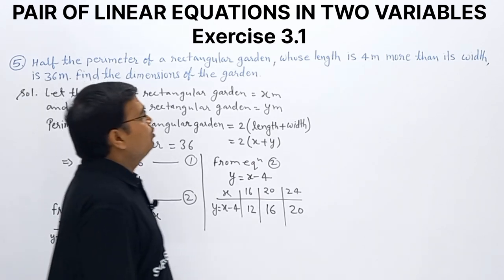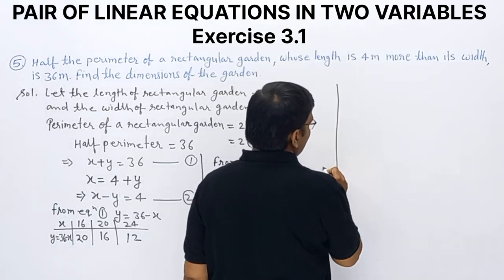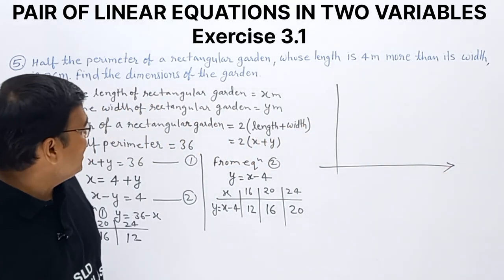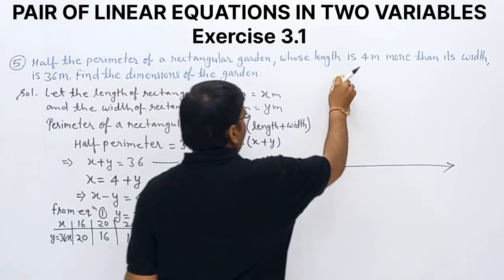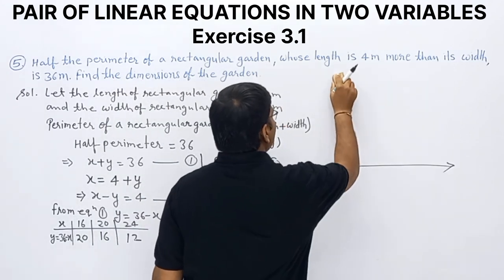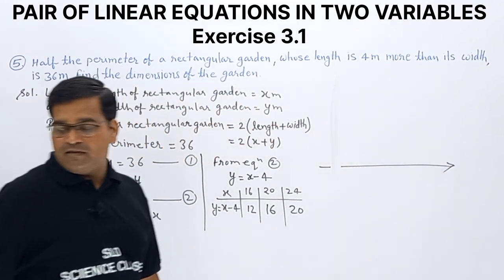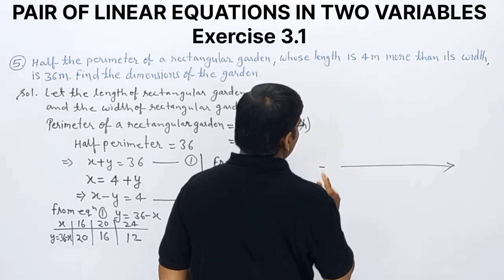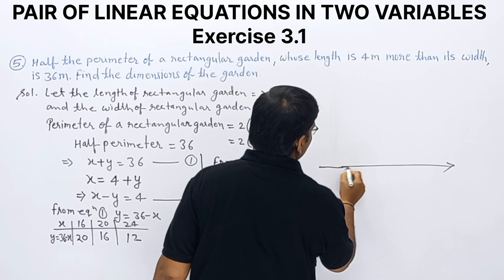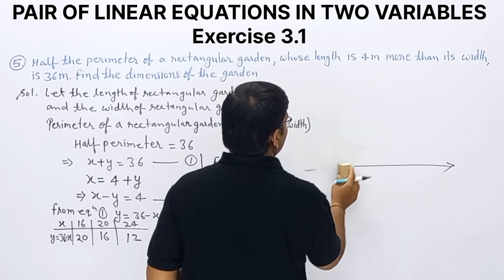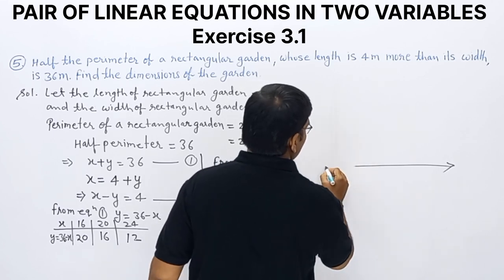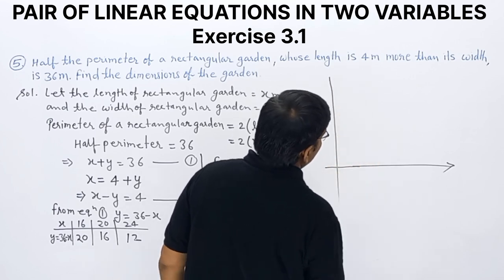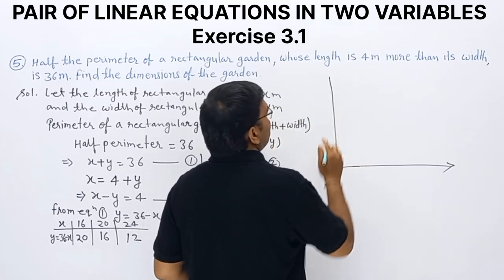Now we will draw the graph. We want the dimensions, so we will find the values of x and y, the length and width, graphically. So simple, how will we find? Observe. I am drawing the xy plane, and we will draw the coordinates on the xy plane for different values of x. Observe.